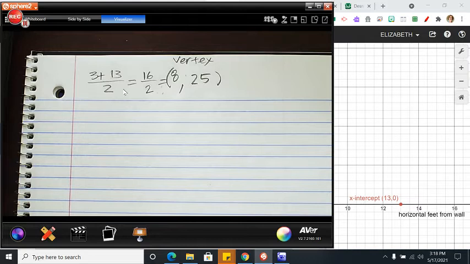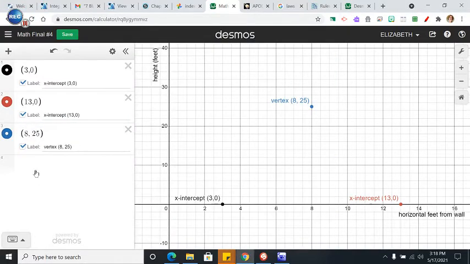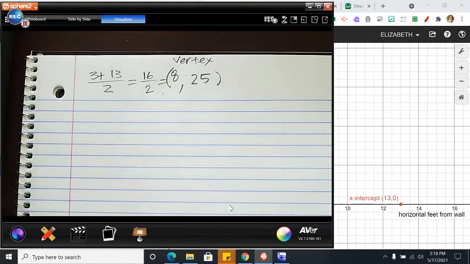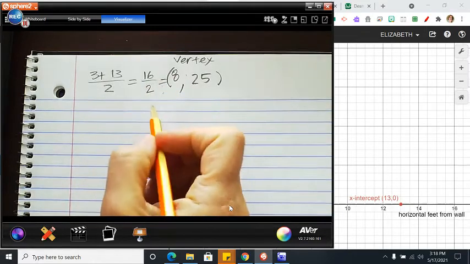So my vertex, I found the x-coordinate by averaging the two x-intercepts together to get the x-coordinate of the vertex, and then I know the high point is 25. Okay, so now I need a graph that goes through those 2 points. So we've done this. We didn't have a Khan assignment exactly like this, but we've done this.